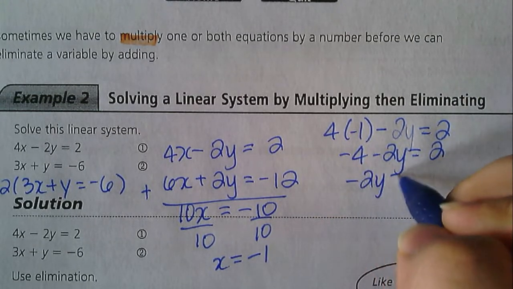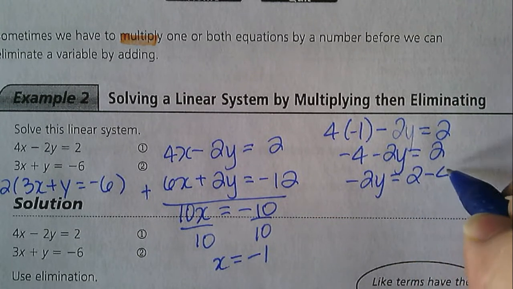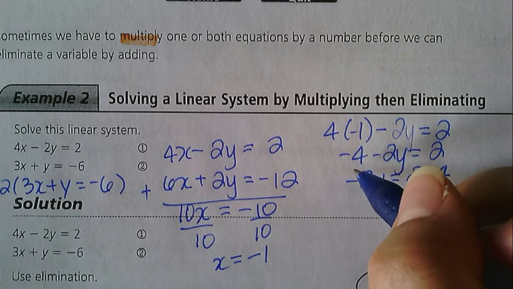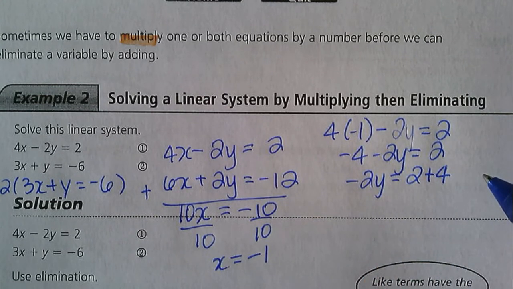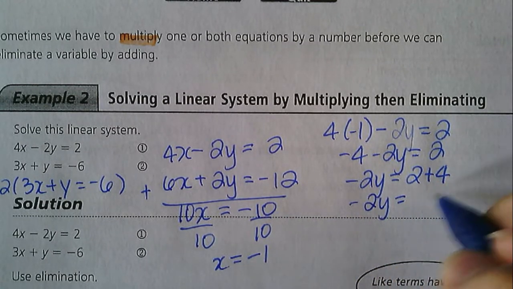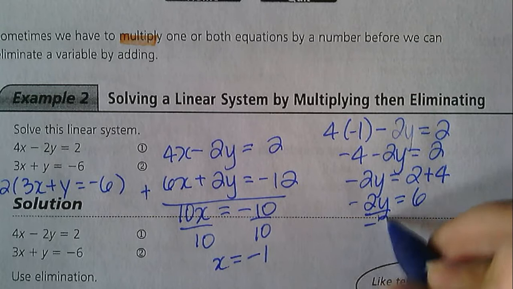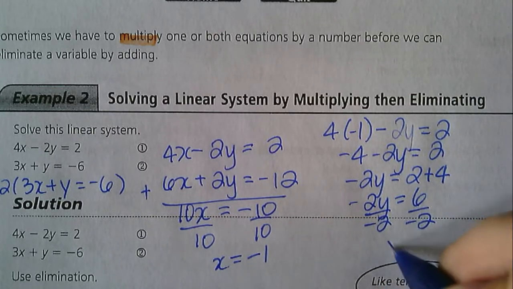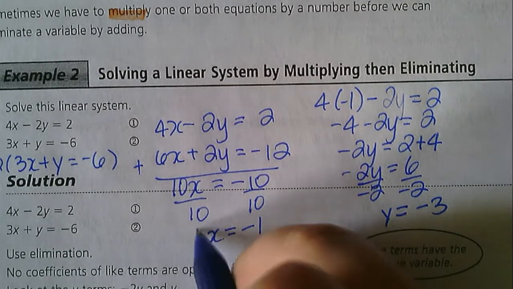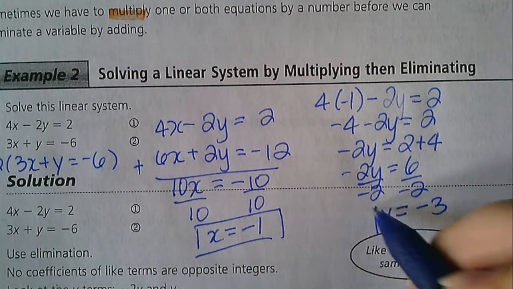Negative 2y equals 2 plus 4, because it's a negative 4 here, so in order to get rid of the negative, I add that to both sides. Then I end up with negative 2y equals 6. Divide both sides by negative 2, and I end up with y equals negative 3. So those are my two answers.